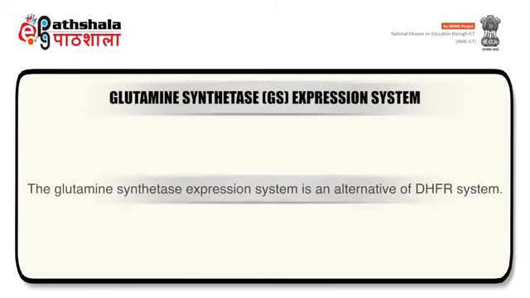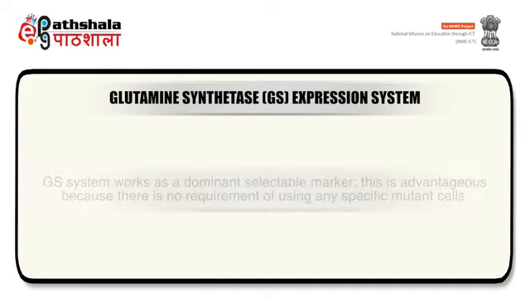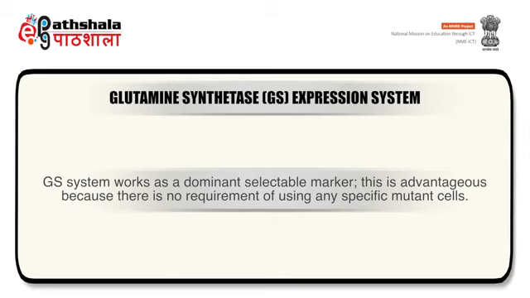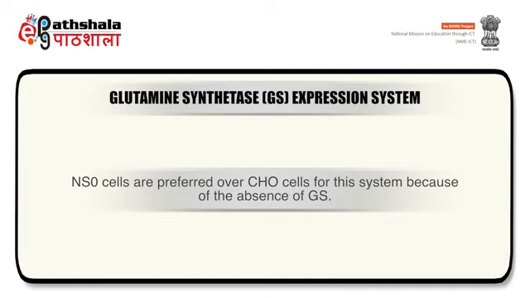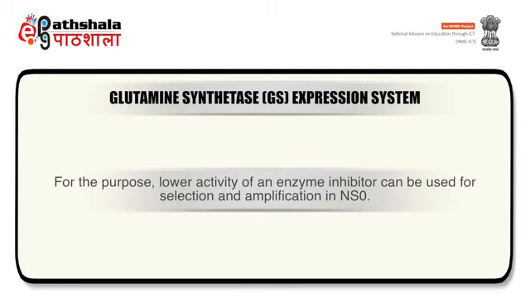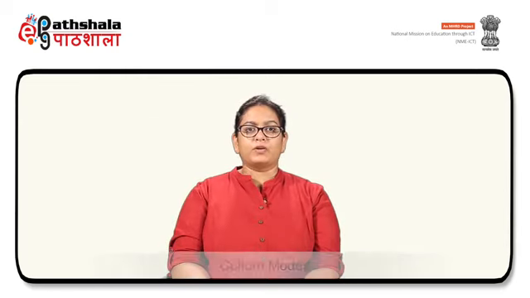The next system is the glutamine synthetase expression system. The glutamine synthetase expression system is an alternative to the DHFR system. The GS system works as a dominant selectable marker. This is advantageous because there is no requirement of using any specific mutant cells. NS0 cells are preferred over CHO cells for this system because of the absence of glutamine synthetase. For the purpose, a lower activity of an enzyme inhibitor can be used for selection and amplification in NS0 cell lines. Now we will study the culture modes.